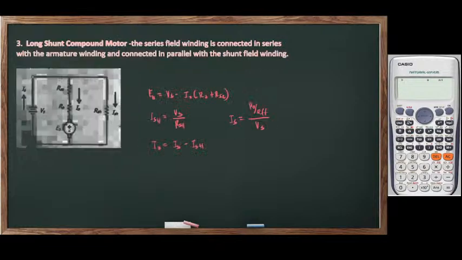Okay, next we have the long shunt compound motor. So the series field winding is connected in series with the armature winding and connected in parallel with the shunt field winding. So yung series field winding natin, naka-series siya sa ating armature winding or sa ating armature resistance, tapos nakaparallel yung ating shunt field resistance. So the same pa rin to sa long shunt compound generator. So if we are going to get the back EMF, ito yung kanyang formula. So Vs equals to armature current times the armature resistance plus the series resistance. So yung kanyang shunt field current, that is just equal to the source voltage over the shunt field resistance.